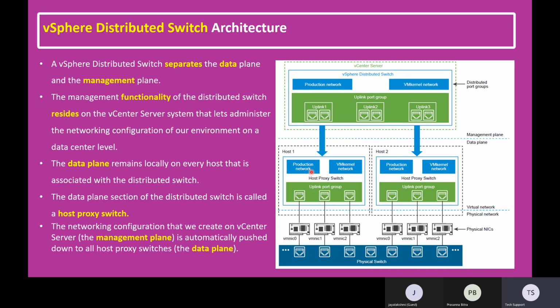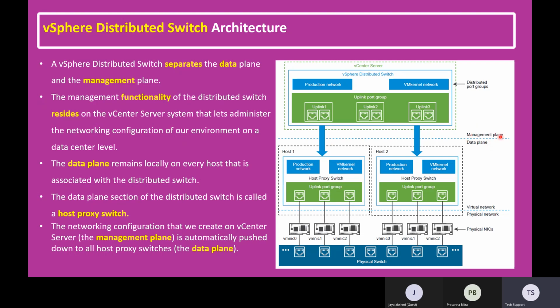And within the host, it will support two types of connections. One connection is production network, one connection for VM kernel. VM kernel is mainly for management and ESXi host services. Production network is mainly for virtual machine communication. The same type is available in host 2. This is considered the data plane.